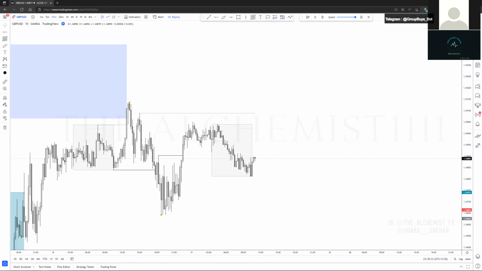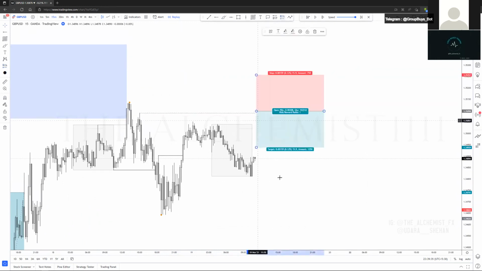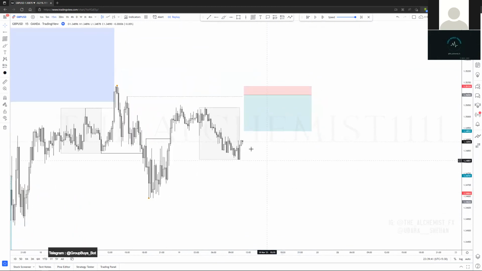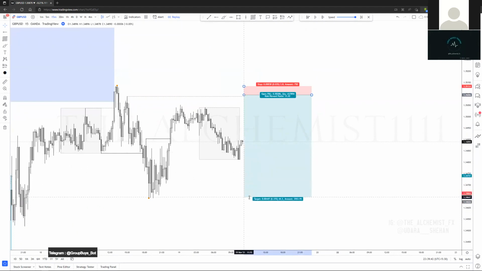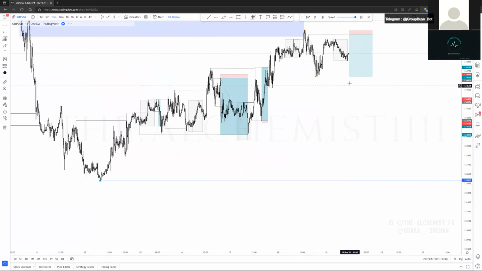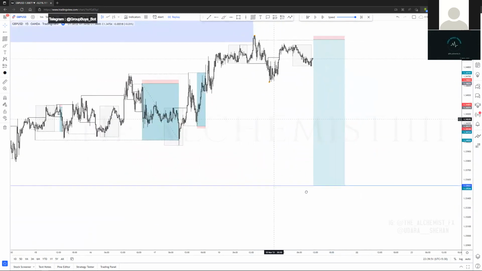Now we sell it from the imbalance like this. Stop loss can go above the strong high, 3.8 pips. Then we target the low of the trading range. This will be your first target, and your final target will be down here. Because why? The range expansion, right?